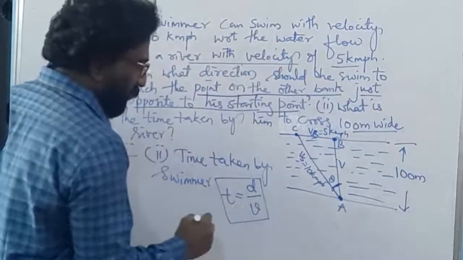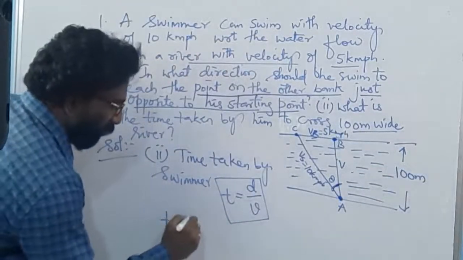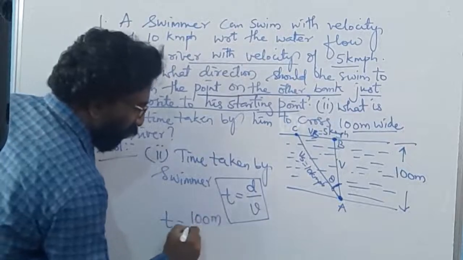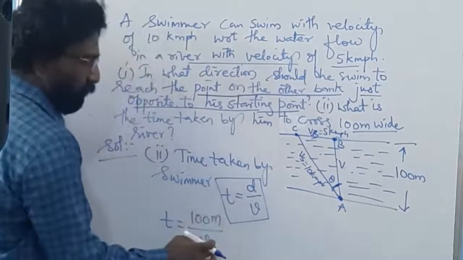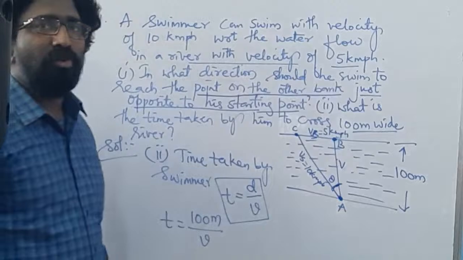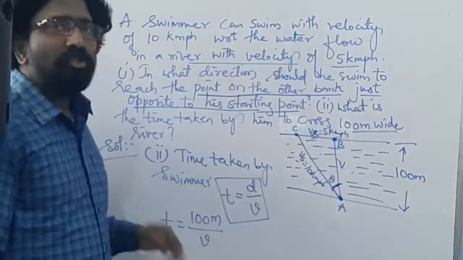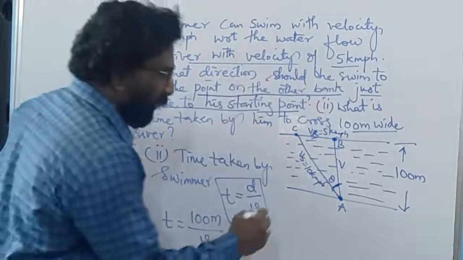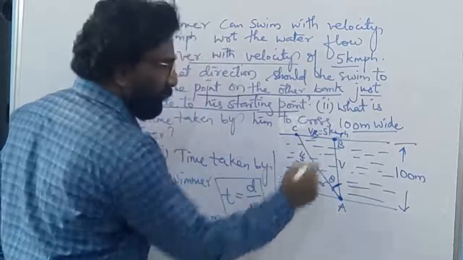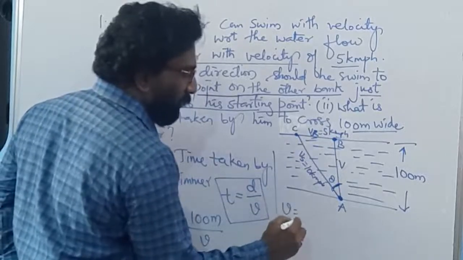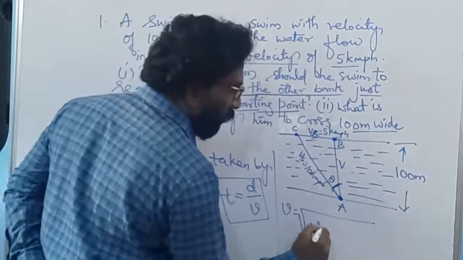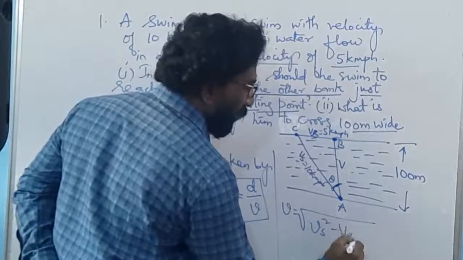So it becomes T is equal to 100 meters over V. So first we should even calculate this V also. We should try to calculate this V. So how to calculate the V now? So see now, what is V? V is the resultant velocity. We know the formula. The resultant velocity is equal to the square root of Vs square minus Vr square.